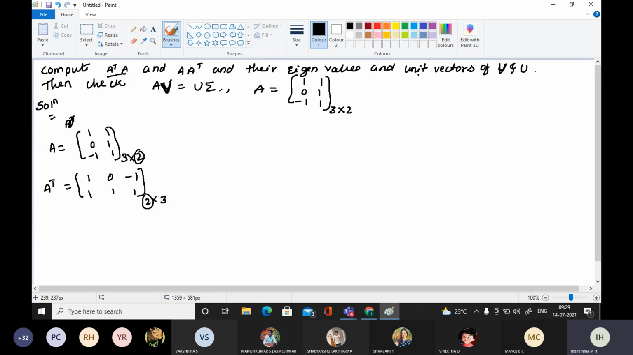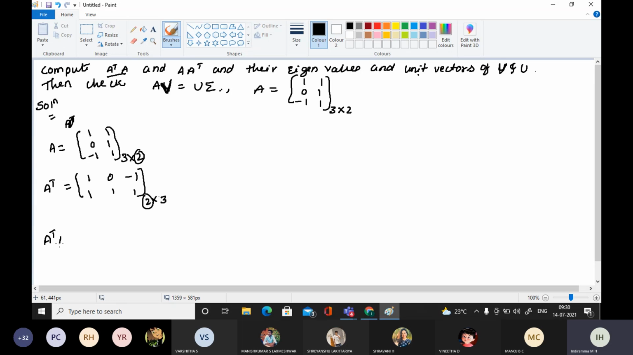The number of columns of the first matrix should be equal to the number of rows of the second matrix. Then you can multiply two matrices. So what will be your resultant matrix? 3 cross 3. Sorry, it is 2 cross 2. Later. Okay, next we have to find A transpose into A.